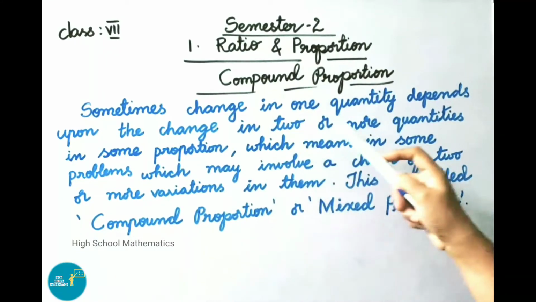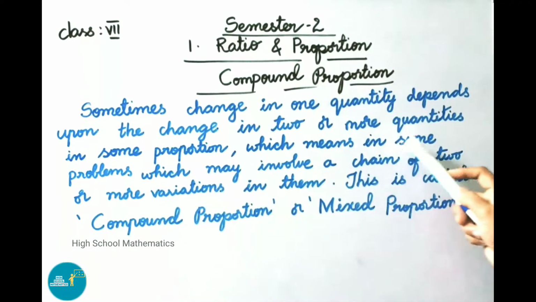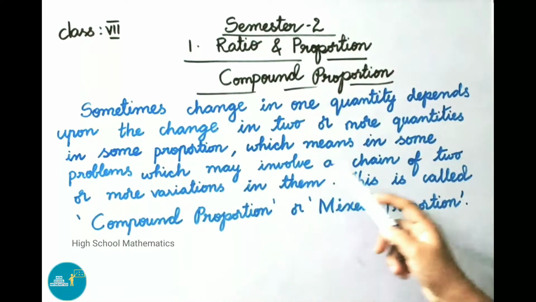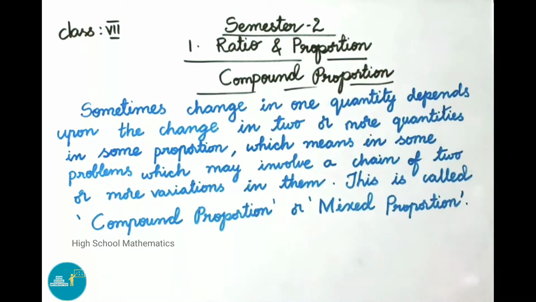Sometimes the change in one quantity depends upon the change in two or more quantities in some proportion, which means some problems may involve a chain of two or more variations in them. This is called compound proportion or mixed proportion. We can better understand this definition by seeing an example sum.